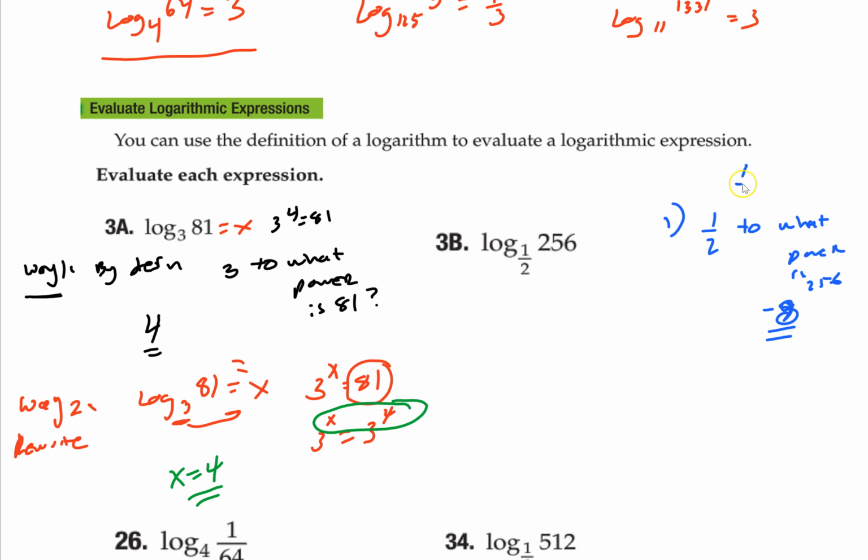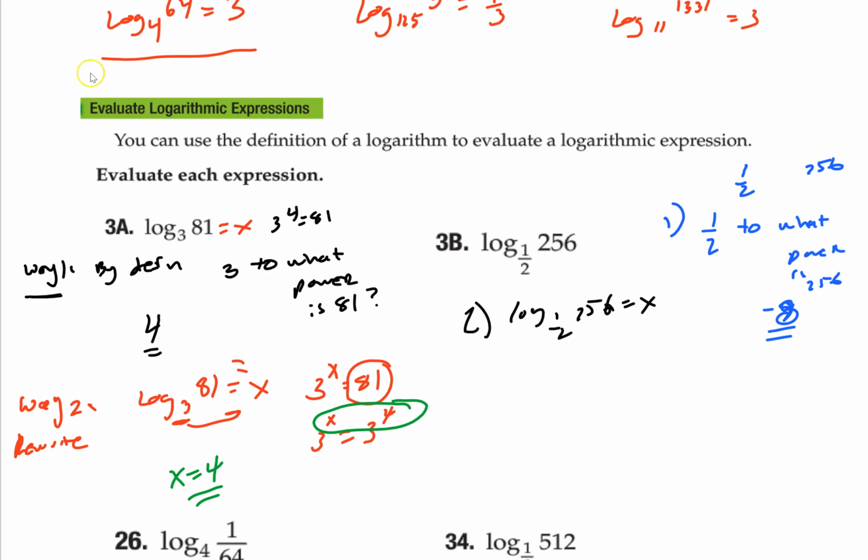Again, why negative? Well, I start off with 1/2. I got to get 256. Alright, the only way you can get a power to go from a fraction to not a fraction is to negate it. So that makes it flip. So it's just -8. Again, way 1. Alright, way 1's good if you know your stuff. Way 2 gives you a little structure. Right, way 2 is set equal to x.